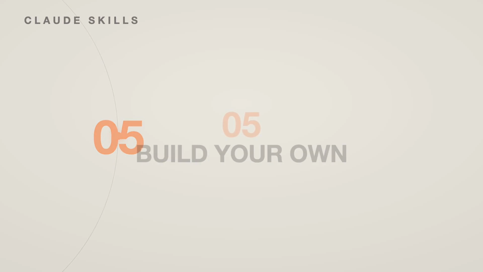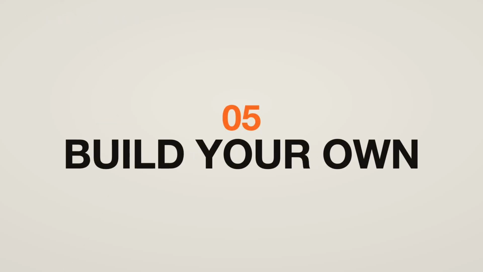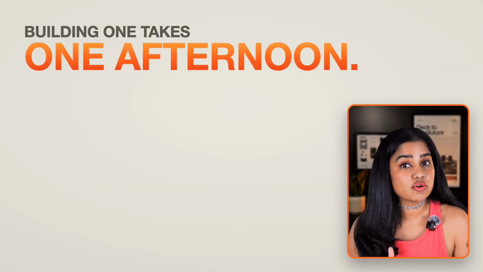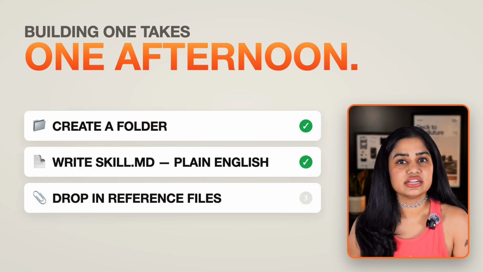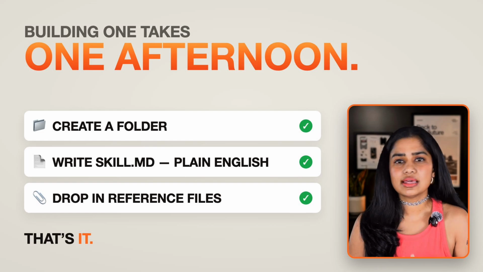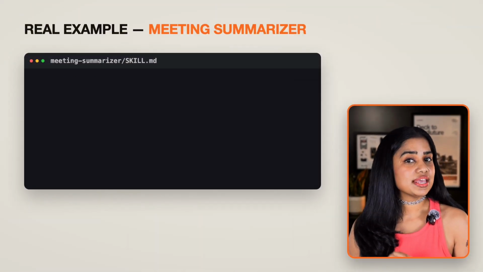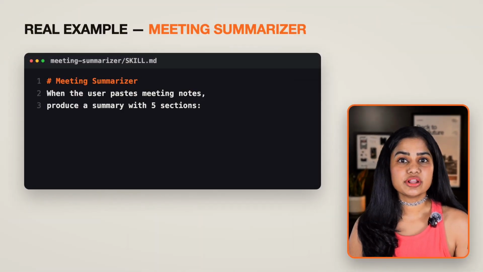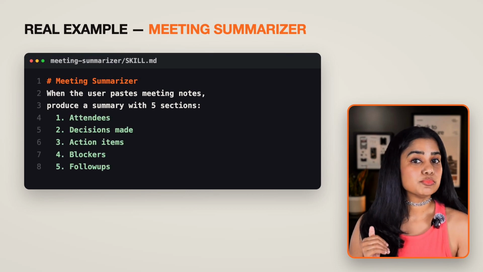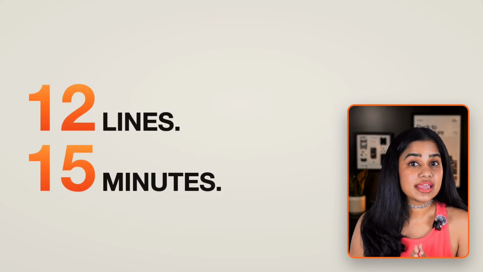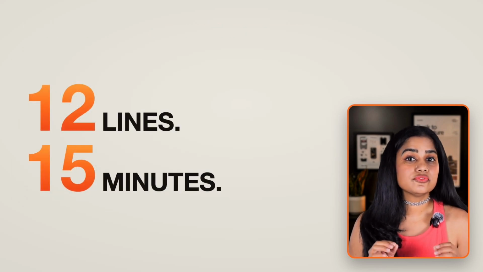Number 5, and this is the part most people don't realize they can do. Building a skill takes about an afternoon. You create a folder, you write skill.md in plain English, you drop in any reference files, that's it. Real example, I built a skill called Meeting Summarizer in our team's format. The skill.md says, when the user pastes meeting notes, produce a summary with 5 sections: attendees, decisions made, action items, blockers, follow-ups. 12 lines of instruction. It took me 15 minutes.